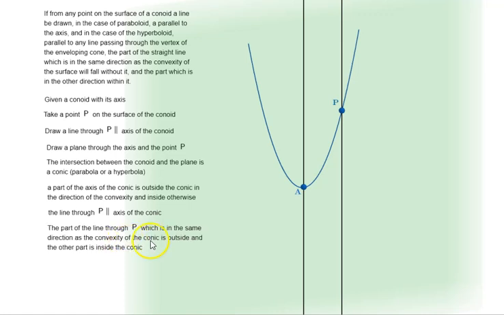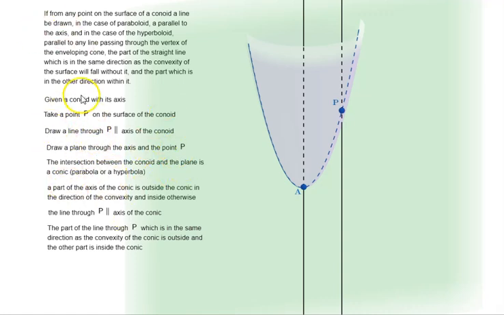The part of the line through P which is in the same direction as the convexity of the conic is outside, and the other part is inside the conic. This basically means that the same thing applies to the conoid, that is, the paraboloid, and similarly for the hyperboloid as well. So that was the first part of the proposition.